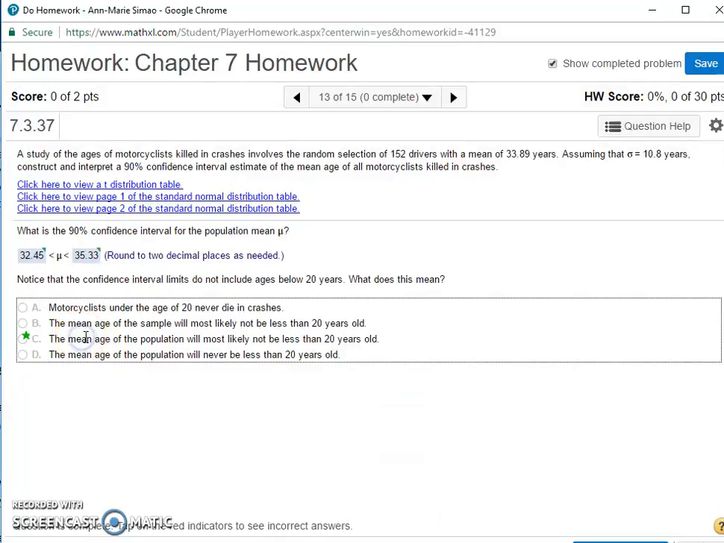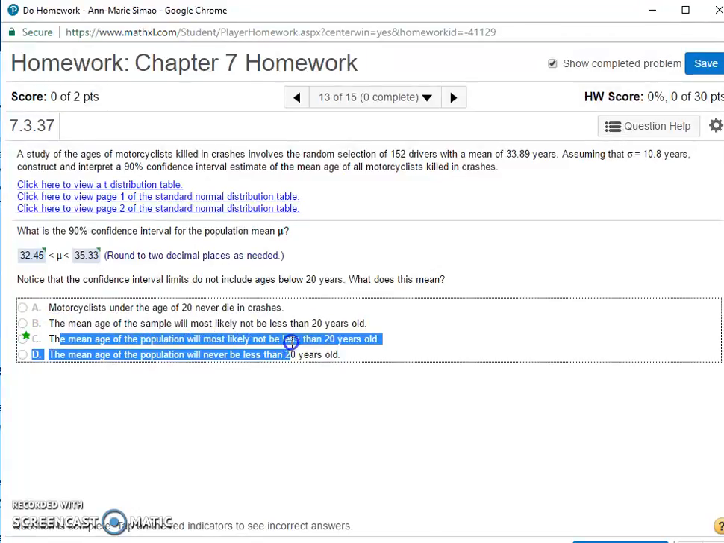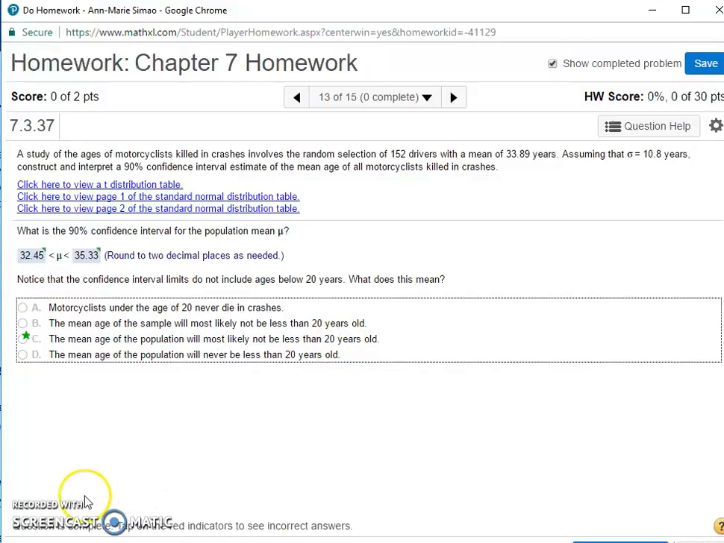Notice that the confidence interval limits do not include ages below 20. What does that mean? The mean age of the population will most likely not be less than 20 years old for this group.